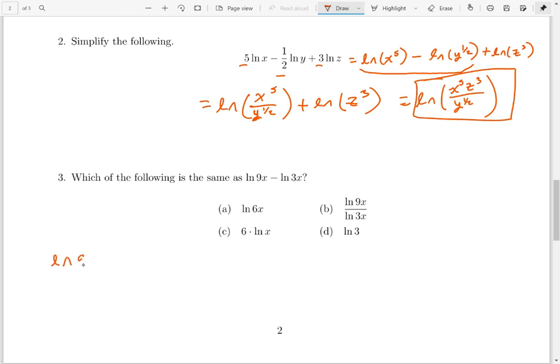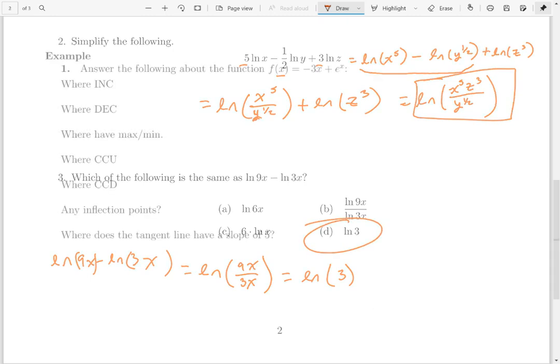So if I have natural log of 9x minus natural log of 3x, I recognize that this is a quotient. And so that's the same thing as the natural log of 9x divided by 3x. Then I just reduce that fraction inside the natural log: x divided by x is 1, 9 divided by 3 is 3. And then I get the natural log of 3. And so that is my solution.